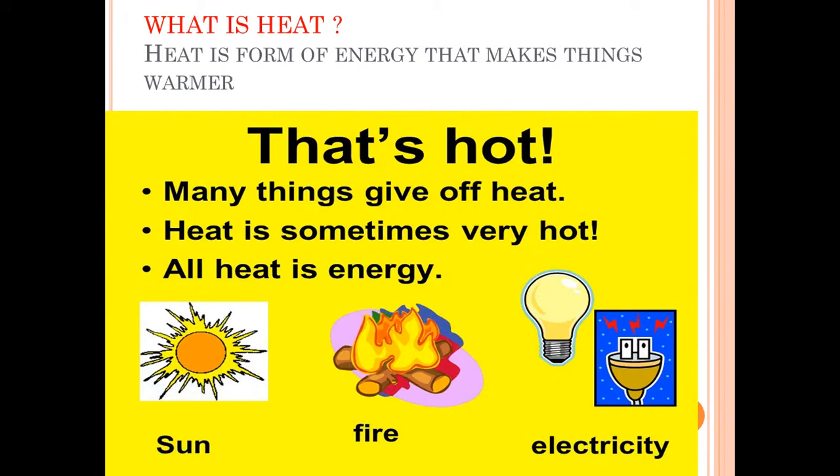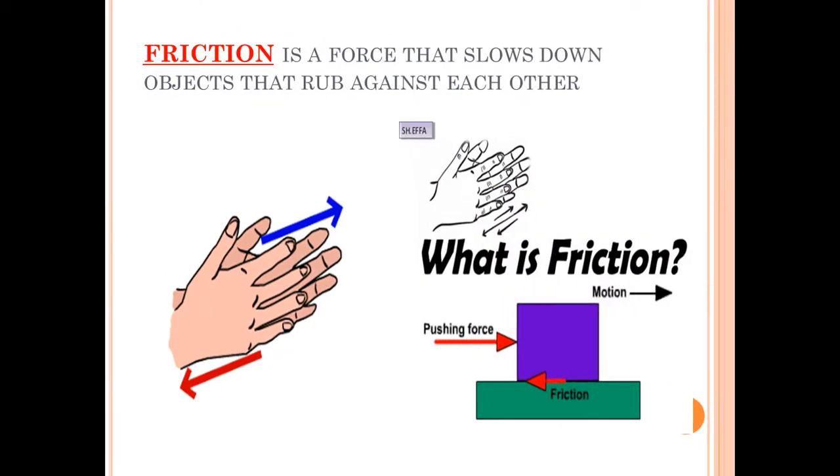What is heat? Heat, as we said before, is a form of energy that makes things warmer. Many things give off heat. Heat is something very hot. All heat is energy. Can you feel the heat that comes from the sun? Yes, sure, you can feel the heat that comes from the sun.